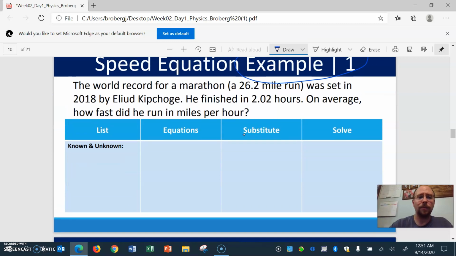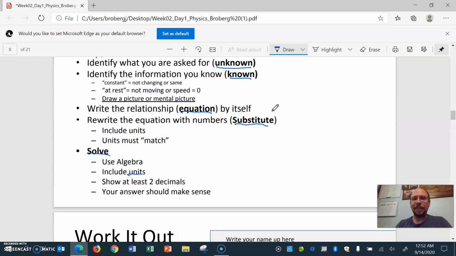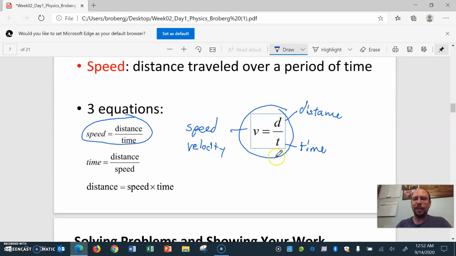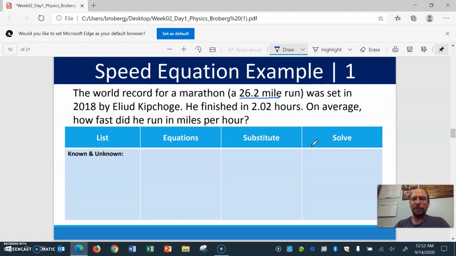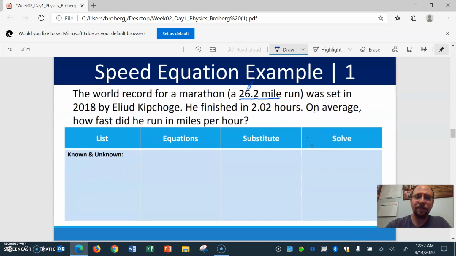We're going to list what we know and don't know first. So when we do that, I look up at the problem, and I look for things that stand out as kind of a mathy thing, and that's fine. So it says here it's 26.2 miles. But when I see 26.2 miles, it's not just a number, it stands for something. It stands for something that goes back to this equation: it's either a speed or velocity, a distance, or a time. And 26.2 miles sounds like a distance.